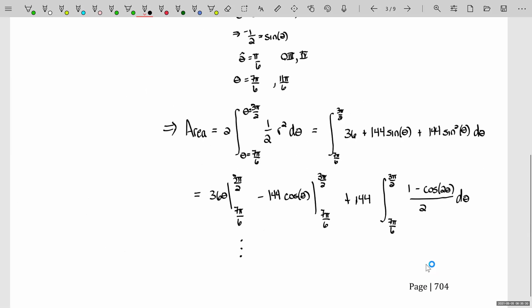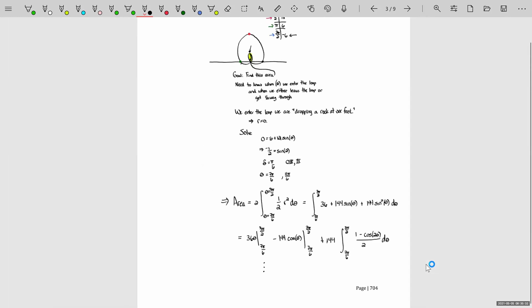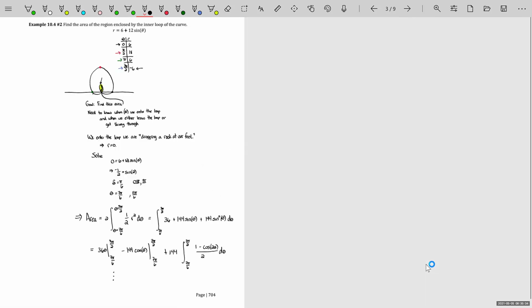So that's a very good example of the complexity that you sometimes face when you're dealing with polar curves.